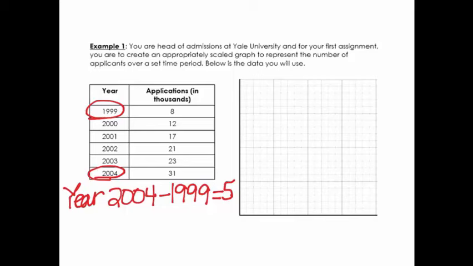If I look at my scale here, I'm going to put the year at the bottom. I end up with 5 boxes times 4, so that's 20 different spots. So to figure out how often I can actually write a number, I'm going to do the 20, the number of spots I have, divided by 5, which is equal to 4. So that means that for every 4 boxes, I can write a new number, and it'll fit all of my numbers on here.